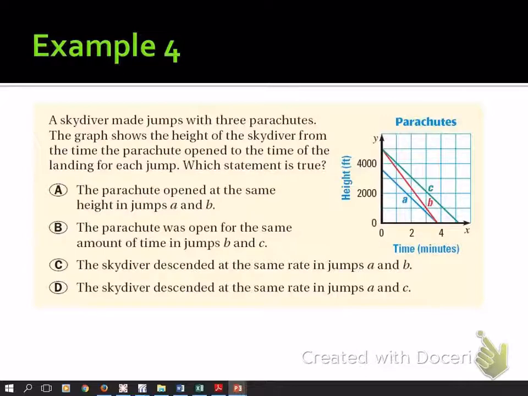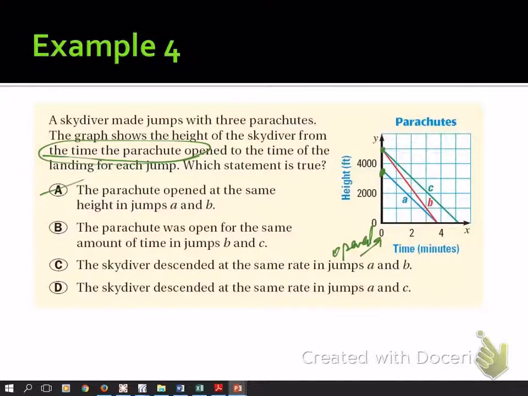Okay, now the graph again says the graph shows the height of the skydiver from the time the parachute opened. That means that at time 0, that's when the parachute opened. Well, here's line A, here's line B. Was the height the same when the parachute opened for jump A and jump B? No. So A's out. Answer choice B says the parachute was open for the same amount of time in jumps B and C.